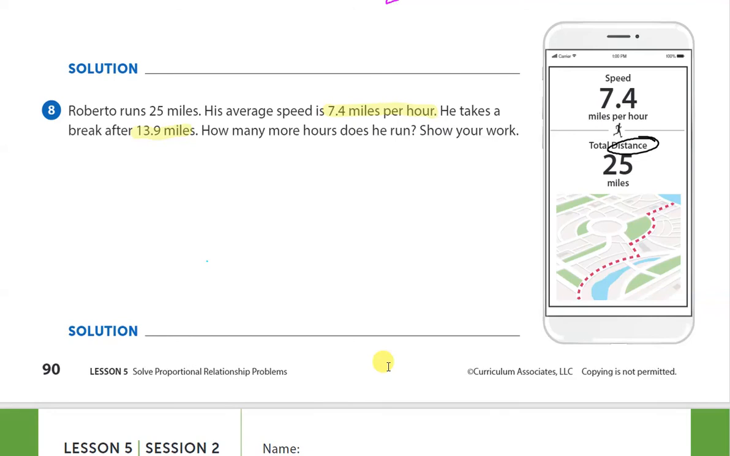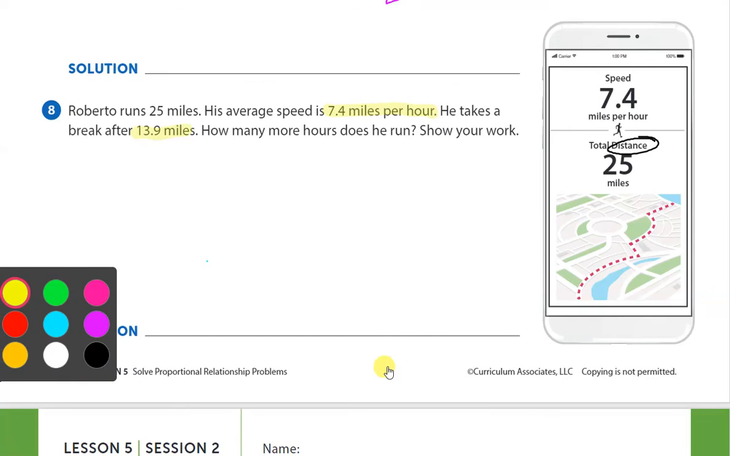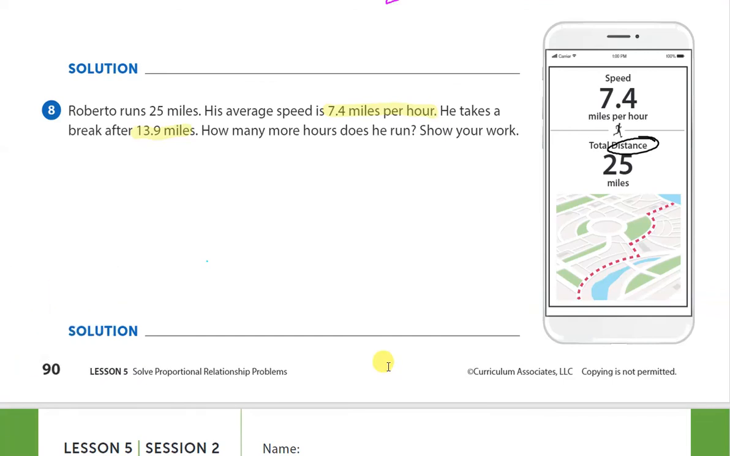We can easily figure out how many more miles he has to run, but what does that translate to in hours? So we could set it up like this. He ran 25 miles total, but he already did 13.9, and we didn't know how many miles are left. And then to translate it into hours, it's 7.4 miles per hour, and we don't know how many hours. That's what we're trying to find out.